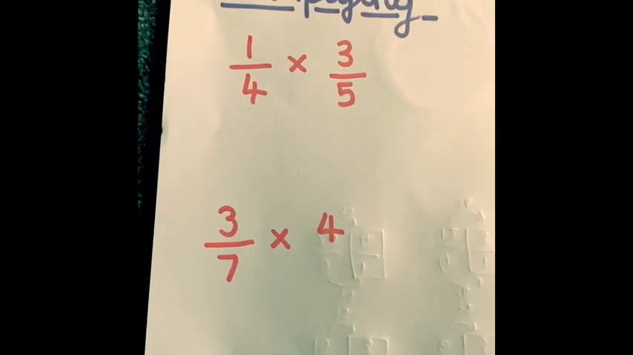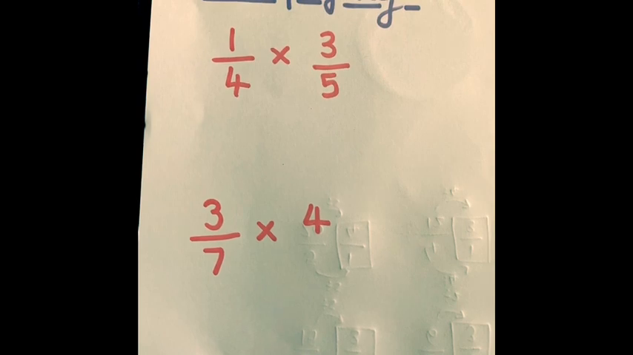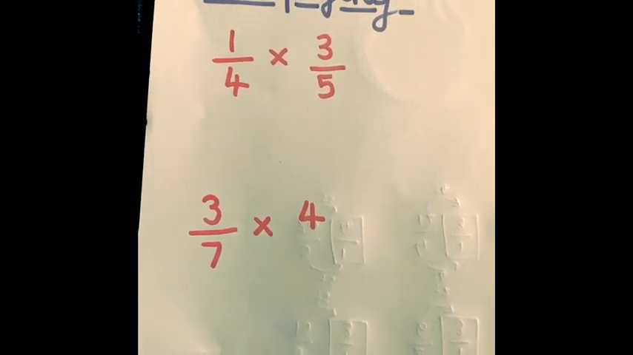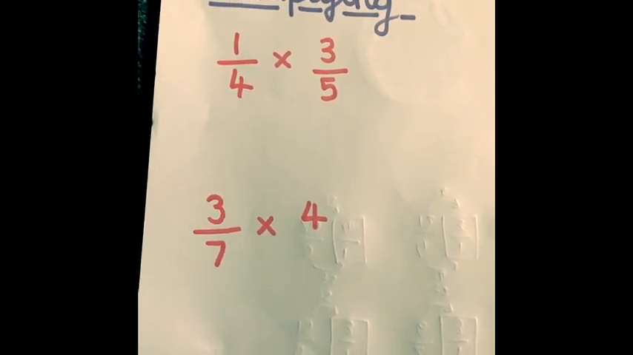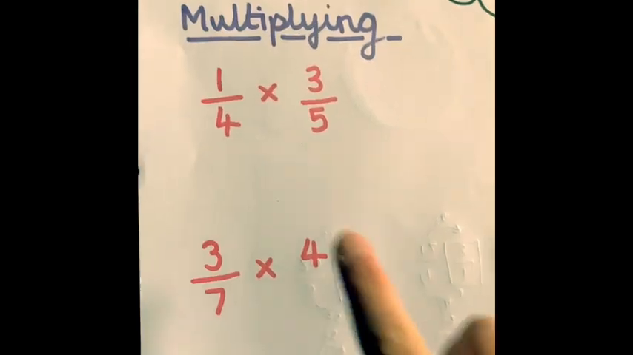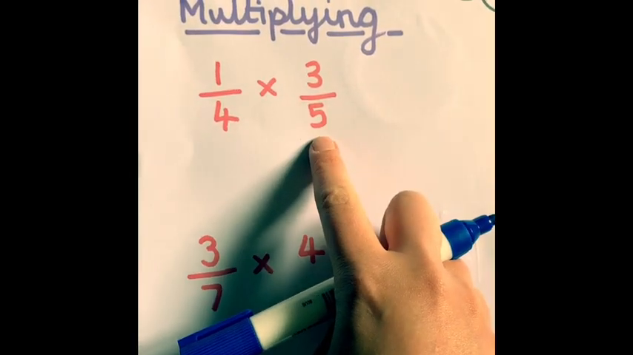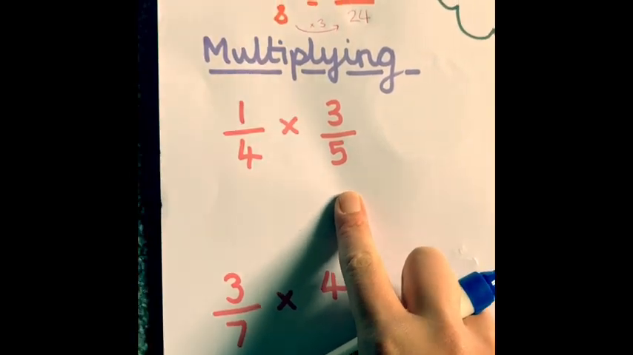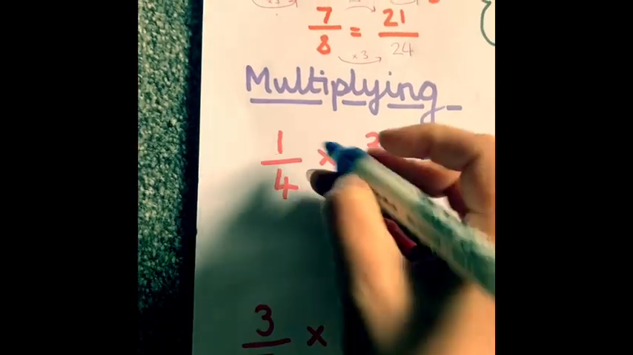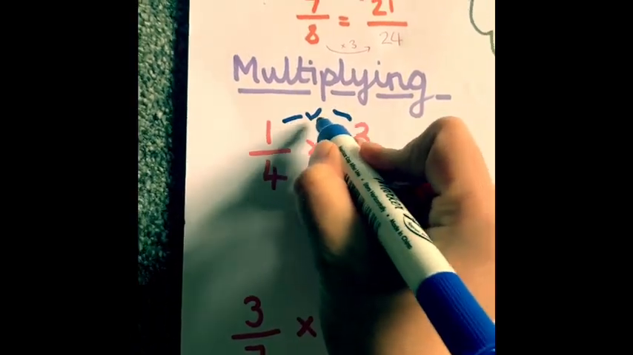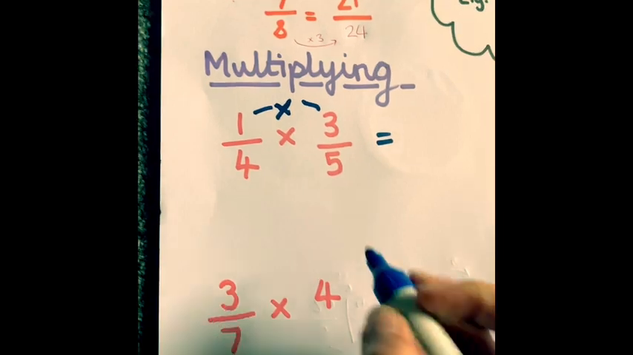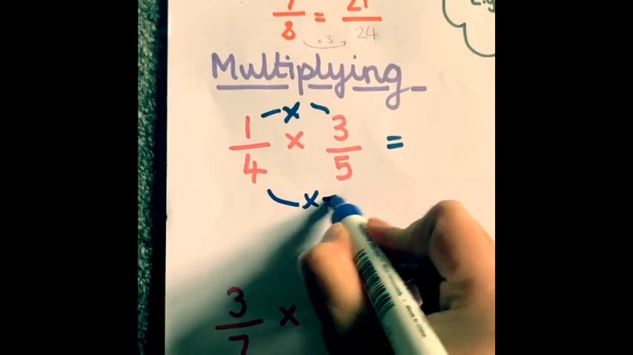So for the year 6s this time, we've got multiplying. We've got multiplying fractions by fractions and multiplying fractions by integers, which is just a fancy word for whole numbers. So we can see here we've got 1/4 times 3/5. So to multiply fractions, all we do is we multiply the tops together. Oh, that's supposed to be a multiplication sign. And then multiply the bottoms together.